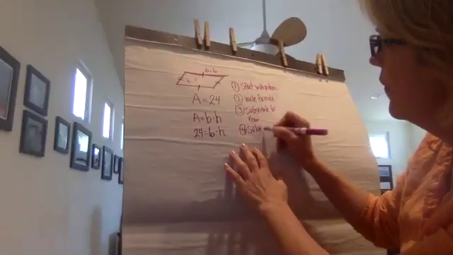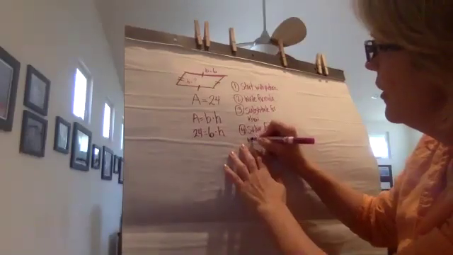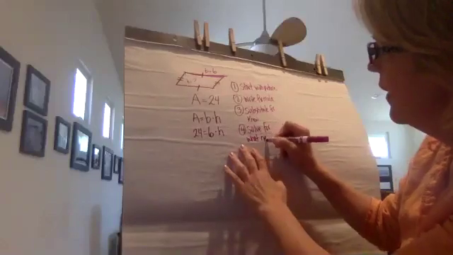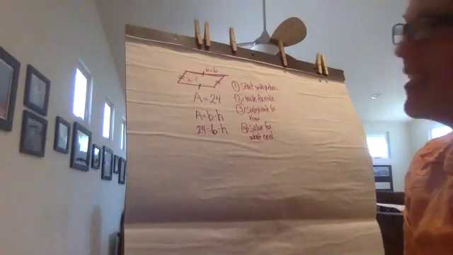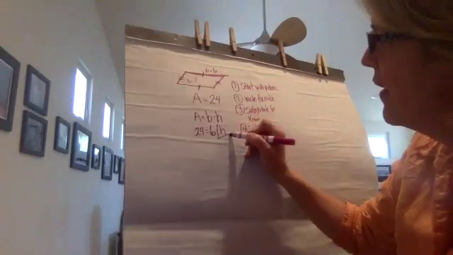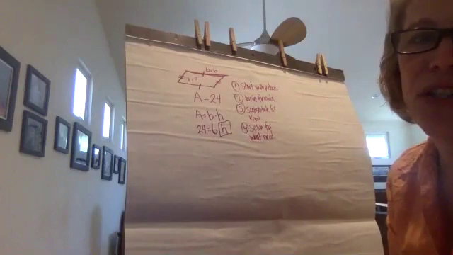Solve for what you need. I need to know the height. 24 is 6 times something. What's that something I would multiply by 6 to get to 24?